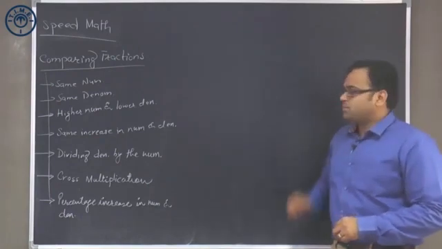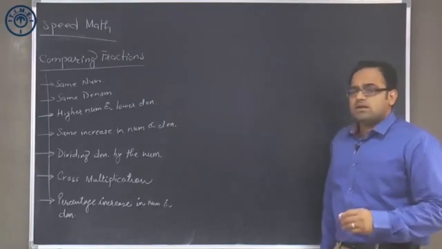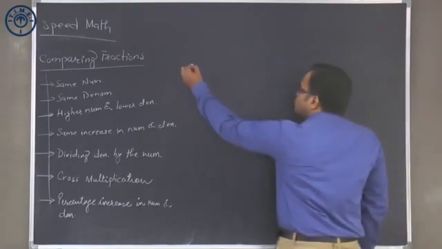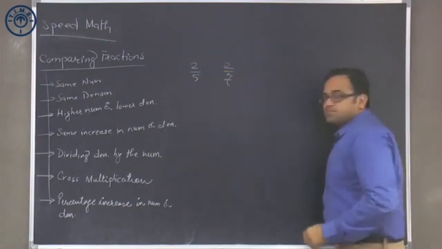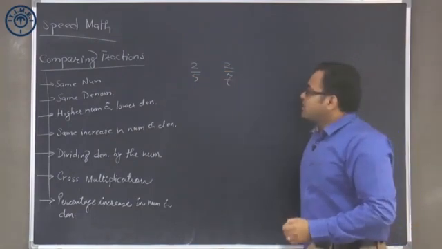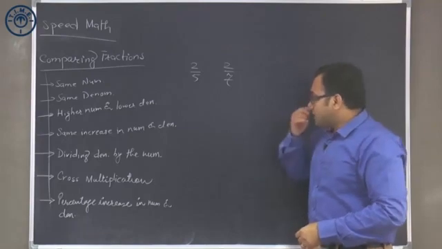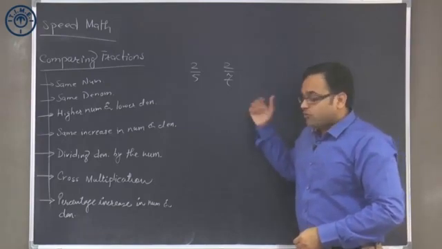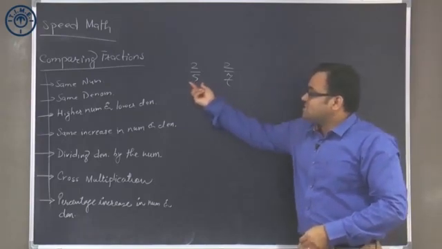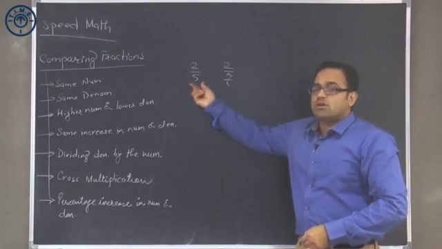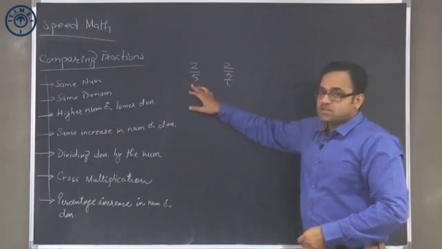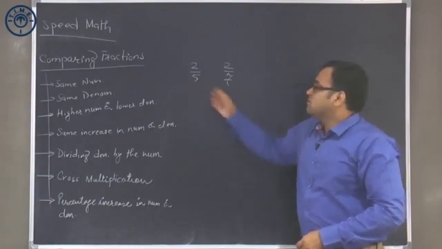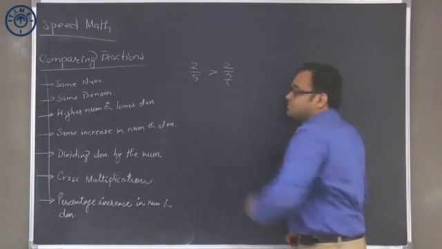First one, very simple. If the numerator is the same and the denominator is different, let us say I have to compare 2 upon 5 and 2 upon 7. For whichever number the denominator is smaller, that number will be higher. So the denominator 5 is smaller than 7, so 2 upon 5 will be greater than 2 upon 7.